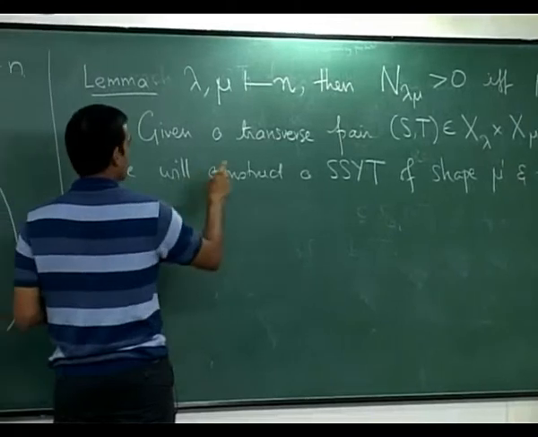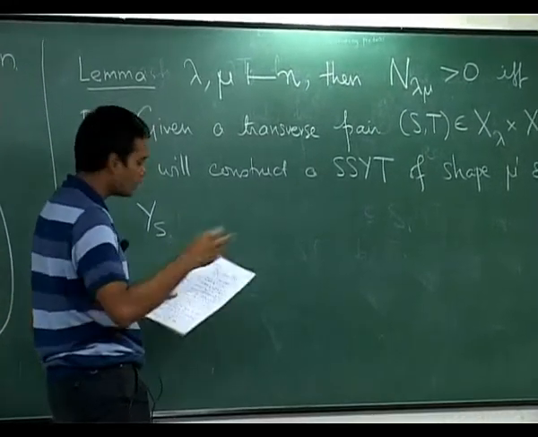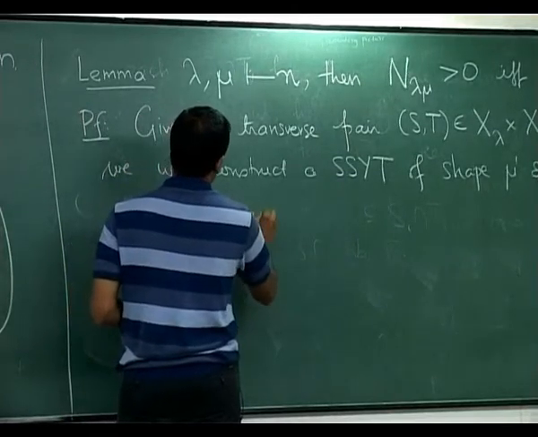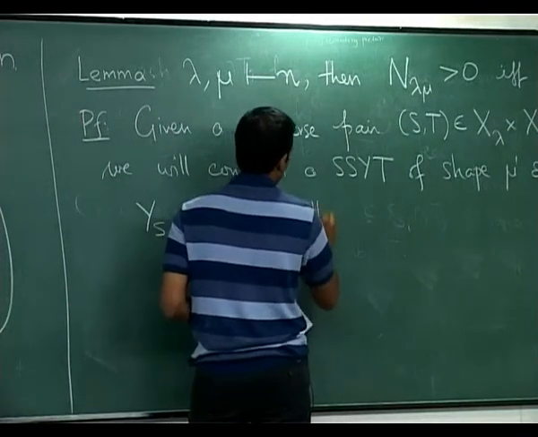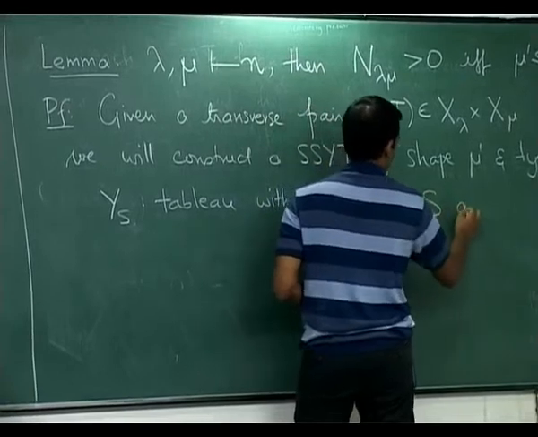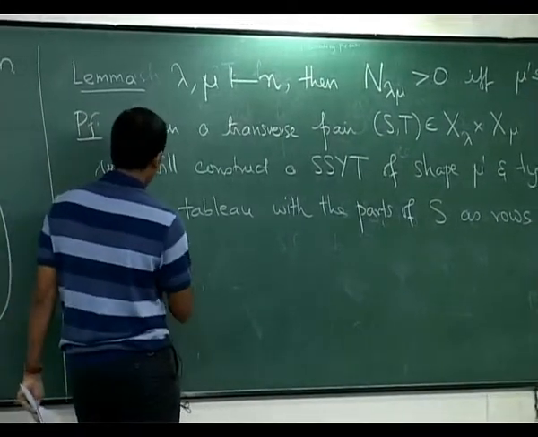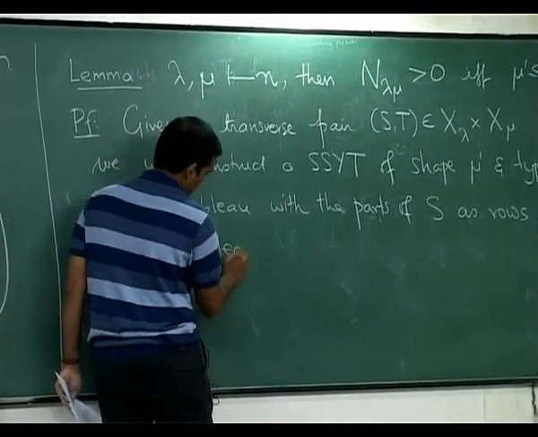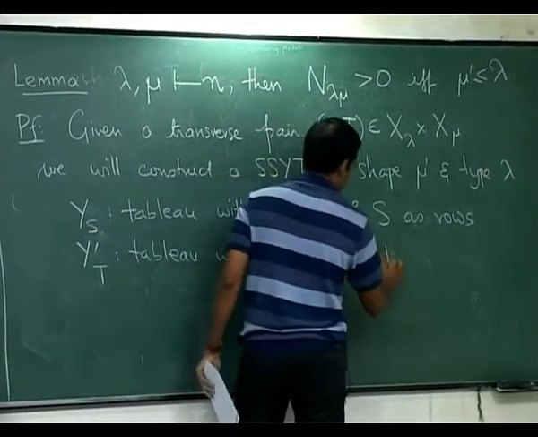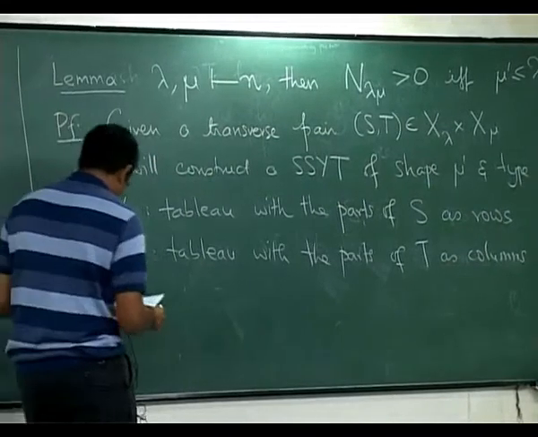What you do is, you use this S and T to construct some tableau which don't have the correct order properties for a semi-standard Young tableau. They're just Young diagrams with some numbers filled in. Y subscript S is going to be the tableau with the parts of S as rows. And Y prime T will be the tableau with the parts of T as columns. Better to illustrate this with an example.